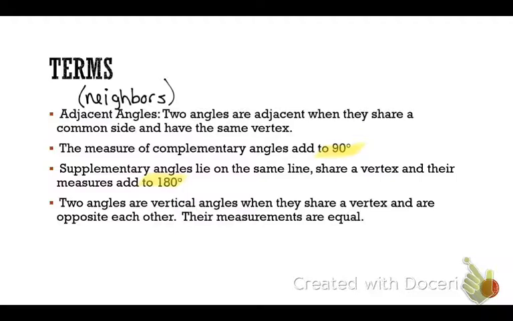Vertical angles. If you can learn this rule, vertical angles are the easiest angles out of all of them. Two angles are vertical when they share a vertex, they're opposite each other, and their measures are equal. So if one measure is 85, the other one is 85. Got it?